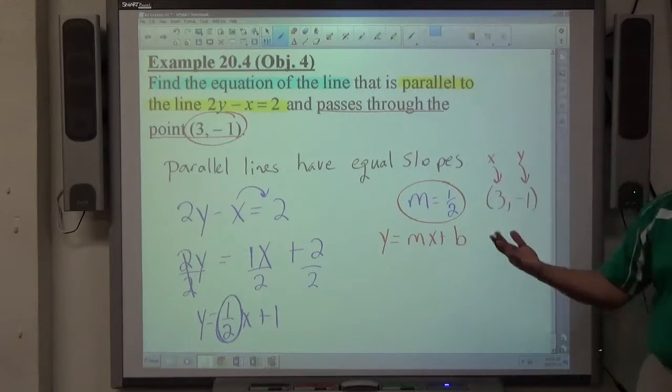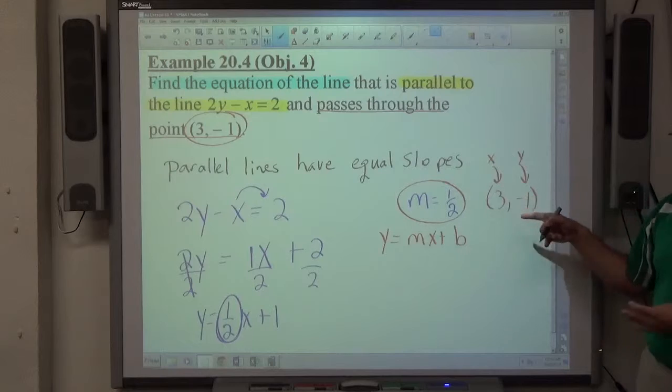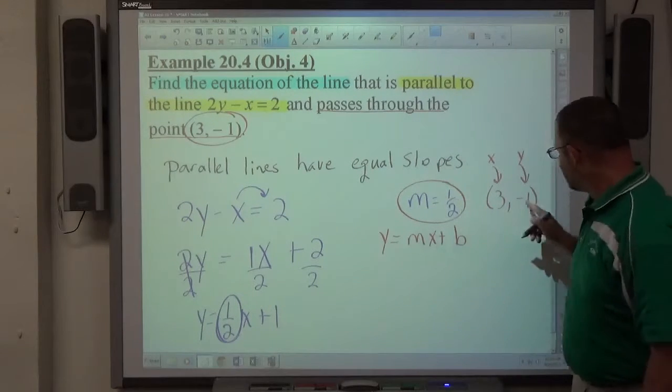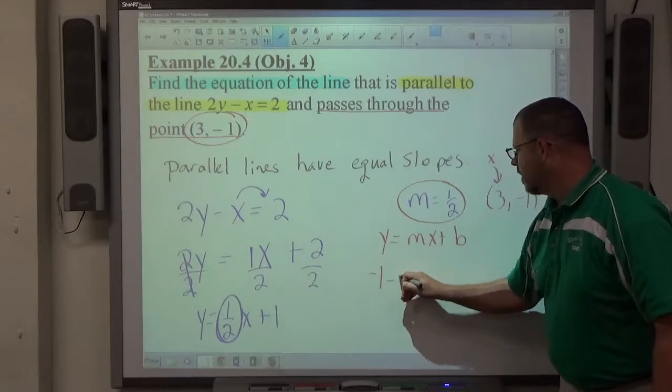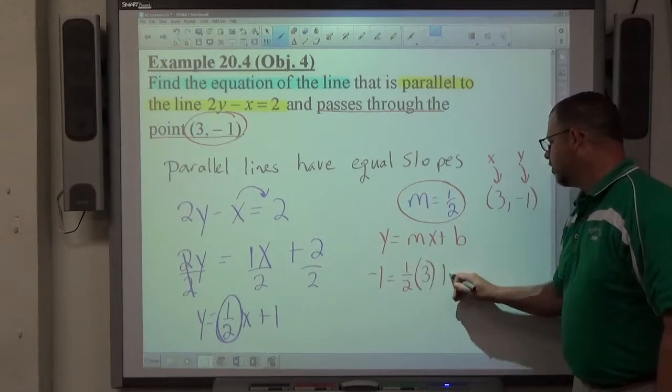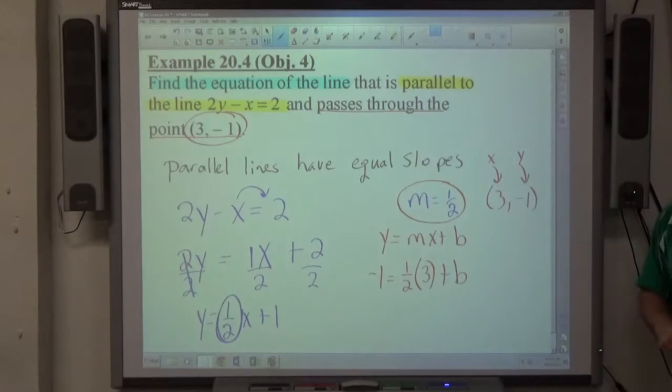So once we know the slope, and we have the point that the line passes through, we've got these 3 pieces of information. We substitute everything we know in. Y equals -1, m equals +1/2, x equals +3, b is what I want to find. I create just a simple algebra problem.